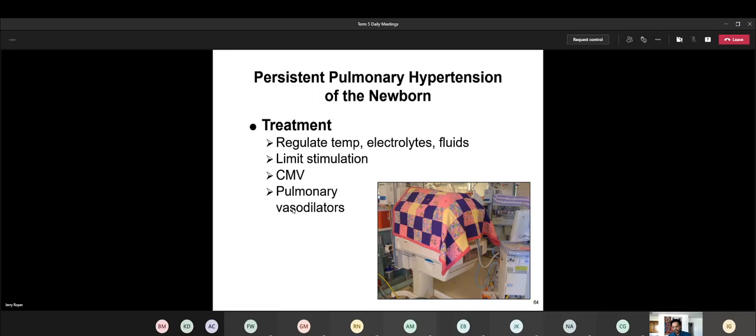Now notice this little quilt here. At least at the main places I work, sometimes family members will donate these little quilt-like things that you can place over the baby's incubator. This is how we try to limit the stimulation. We cover up their isolette to keep light from getting in, and also help with the sound so that there's not too much going on inside. And that keeps them from being stimulated.